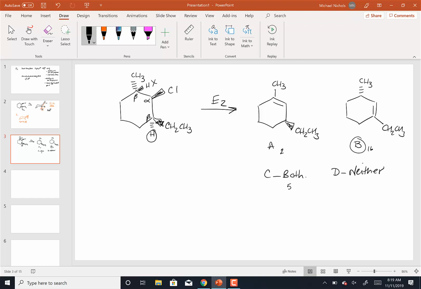Okay. So when we're writing the products, we have to identify alpha and beta, and if we're identifying all the possible products, and that would include E1, we'd find our beta hydrogens and we would lose them. But when we're doing E2, I can only lose the beta hydrogens that are trans. And if that only leaves one product, then it doesn't matter what the base is. If I have more than one product, then I'm going to have to apply my rules for the bases. Okay.